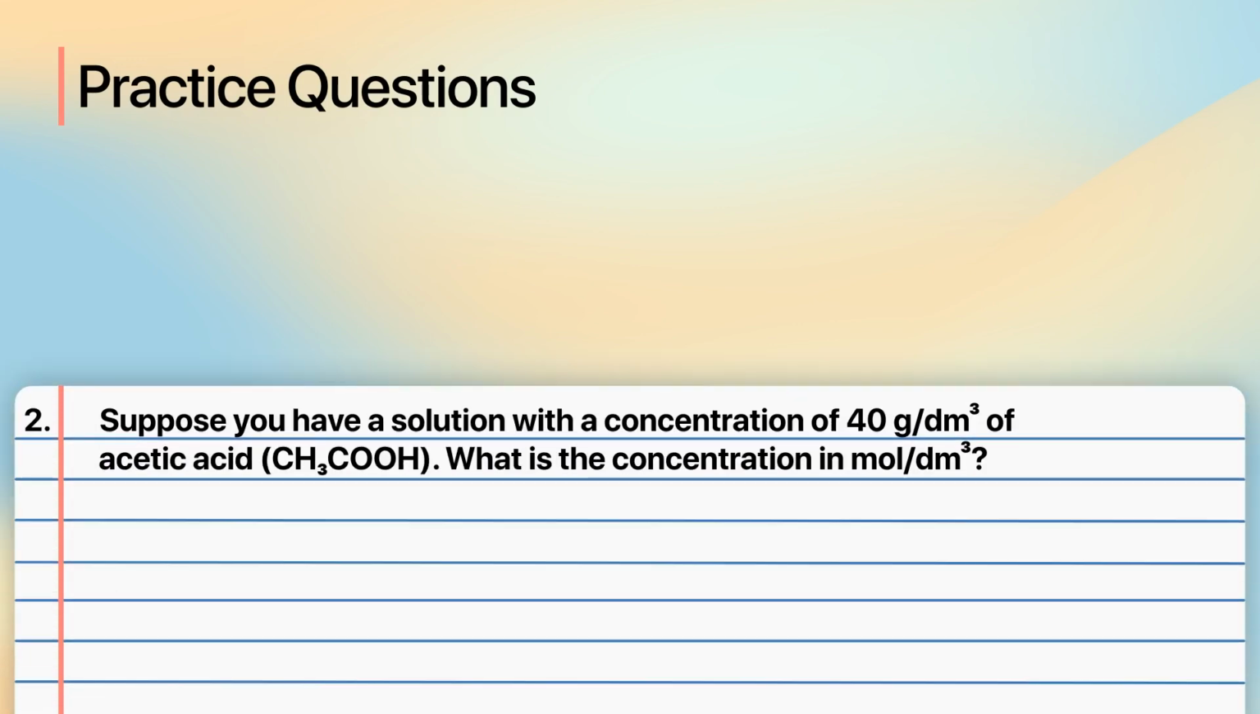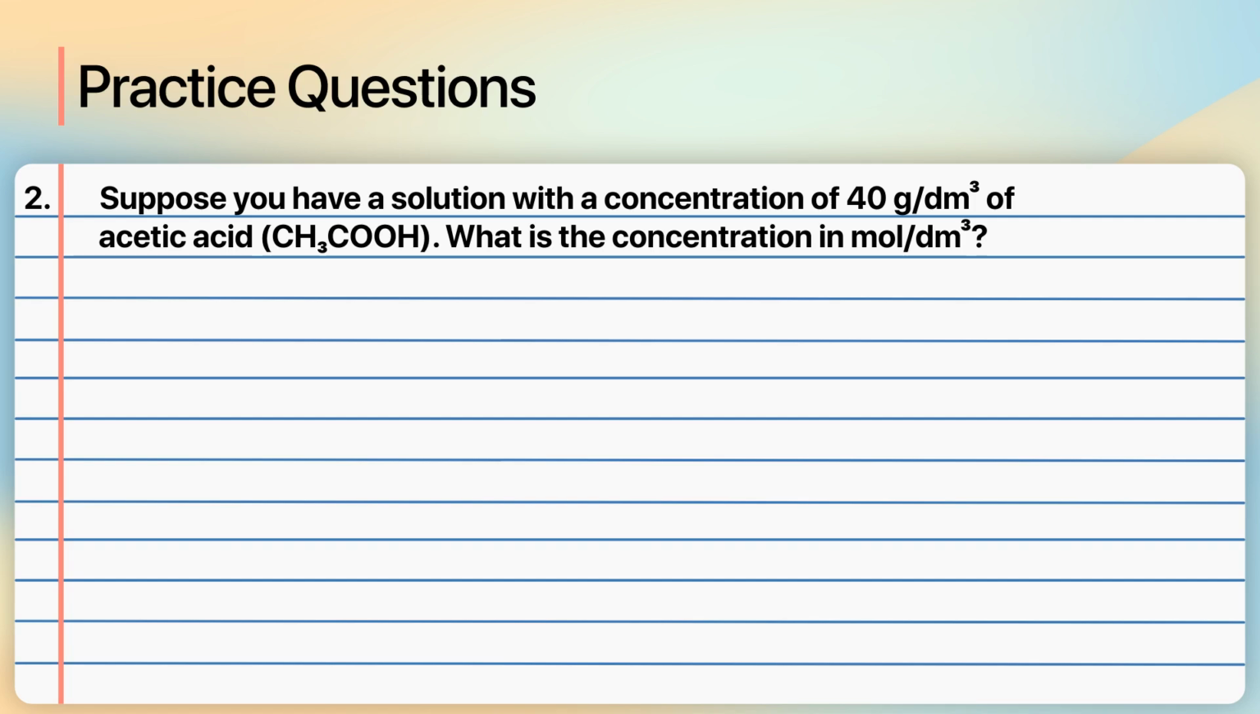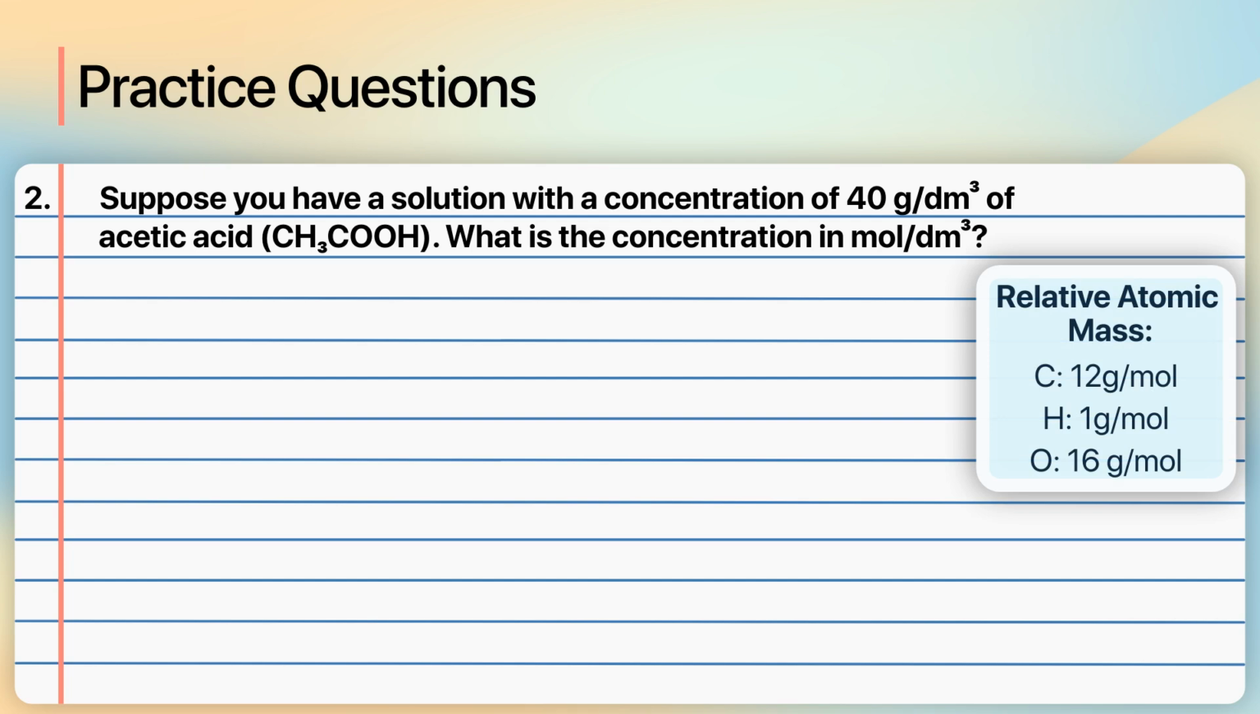Let's try another question. Suppose you have a solution with a concentration of 40 grams per decimeter cubed of acetic acid, CH3COOH. What is the concentration in moles per decimeter cubed? Carbon has a relative atomic mass of 12 grams per mole. Hydrogen has a relative atomic mass of 1 gram per mole, and oxygen has a relative atomic mass of 16 grams per mole. Pause the video here and try this question.